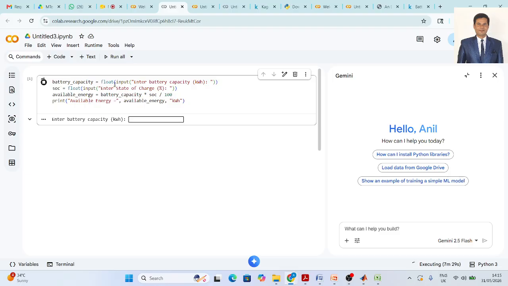Here you have to give the battery capacity, the battery capacity in terms of kilowatt hour, and you have to provide the state of charge. That is the input state of charge. ಎಷ್ಟು percentage ಇದನ್ನು provide ಮಾಡಬೇಕಾಗುತ್ತೆ. And also it will calculate the battery capacity into SOC divided by 100. It gives the available energy currently, and it will just print the available energy, ಎಷ್ಟು kilowatt hour ಇದೆ ಅನ್ನೋದು. So this is a small program that has been given.